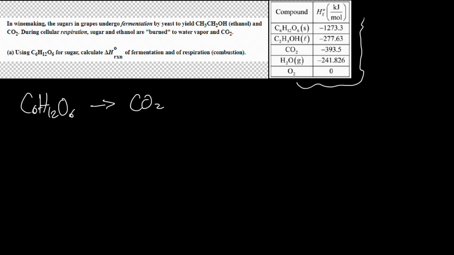Here we have the delta H of formation values, just so that we don't waste time, but they're not given in the question. So first we have to calculate for the fermentation. So we'll do the sugars undergo fermentation by yielding ethanol and CO2. So C6H12O6 yields CO2 and ethanol.